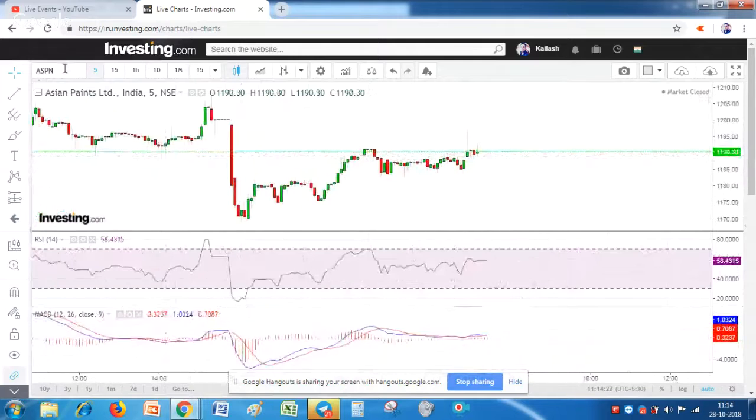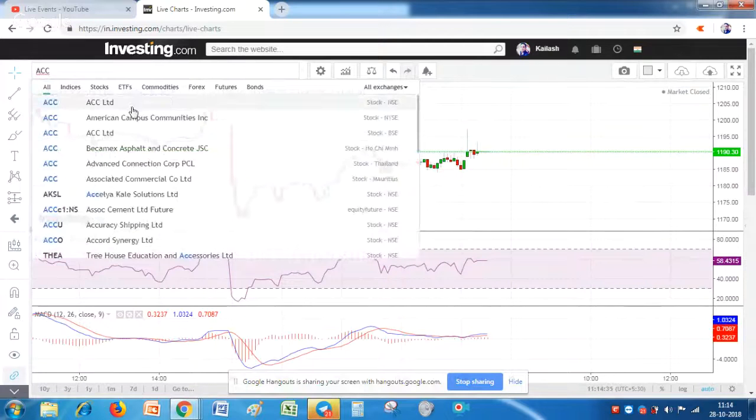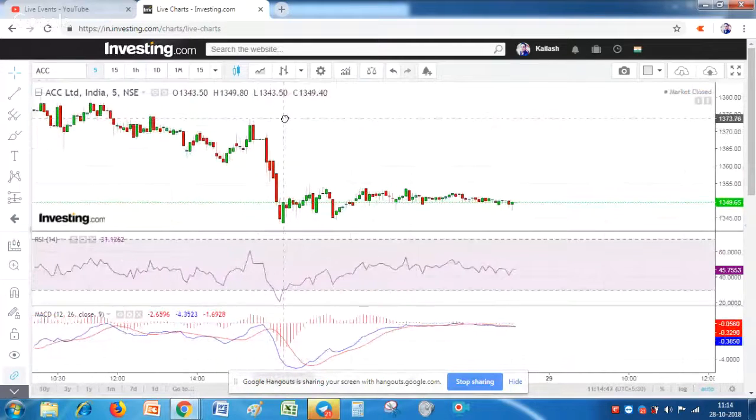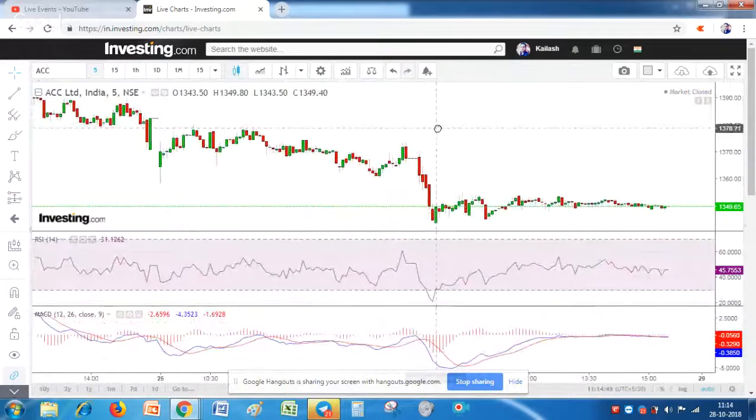ACC, okay. One suggestion is there, ACC. So let us see ACC. ACC Limited. Okay, friends, I am going with ACC. Someone is saying Reliance also. So in a later part, if I get time, I will show Reliance also. But now I have opened ACC.